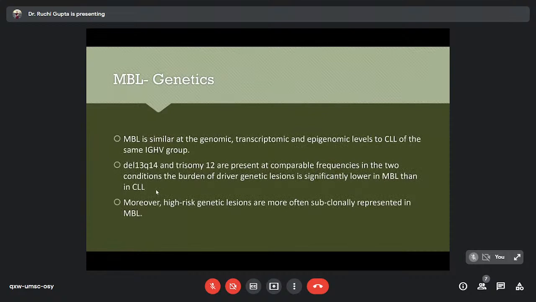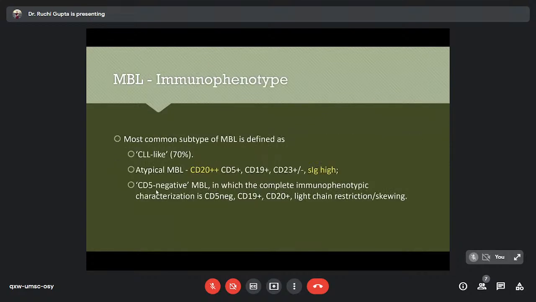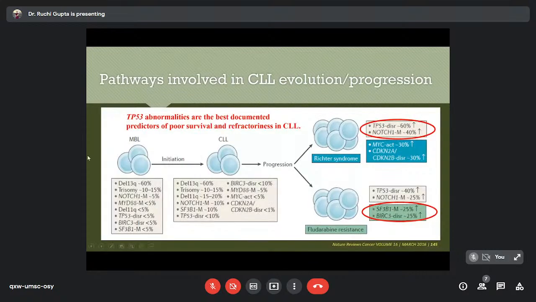The genetics in MBL is similar to CLL, as I just showed in that diagram. Even MBL cells harbor the similar mutations which are there in CLL, but the percentage of cases showing NOTCH1 mutation or deletion 11q is even smaller than that seen in CLL.